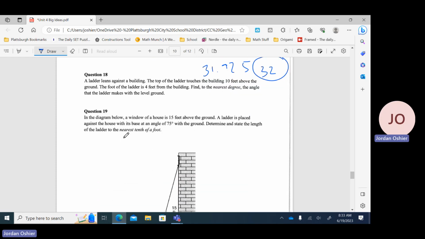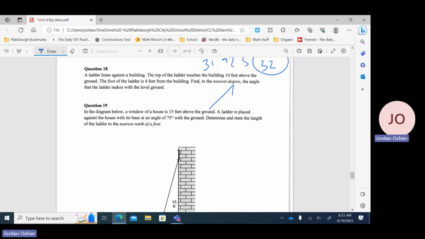A ladder leans against a building. The top of the ladder touches the building 10 feet above the ground. So we're here, 10. The foot of the ladder is 4 feet from the base of the building. The angle the ladder makes with the ground is there. So this is opposite over adjacent. This is a tangent question. So tangent equals opposite over adjacent. Because I'm looking for the angle, I'm using the inverse of tangent. And then substituting 10 divided by 4 into that, I get 68.1985, and so on. That's going to round to 68 degrees.